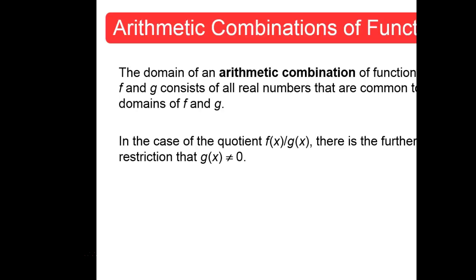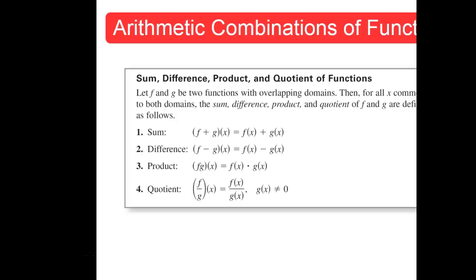In the case of the quotient function, you still have those restrictions, but there's a further restriction that your g of x can never equal 0. So you find any values of x which will make that denominator 0, and you also eliminate those. That's the only issue with combining functions, keeping up with your domains. And if the domains are fine, it's a piece of cake. So here's the summary: sum, difference, and quotient of functions. If f and g are two functions with overlapping domains, you can combine them; if the domains don't overlap, you can't.